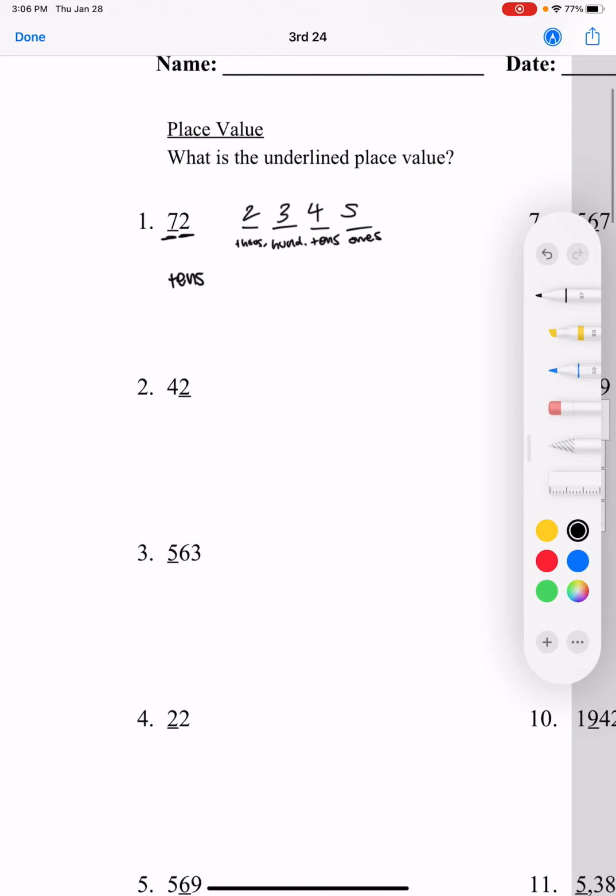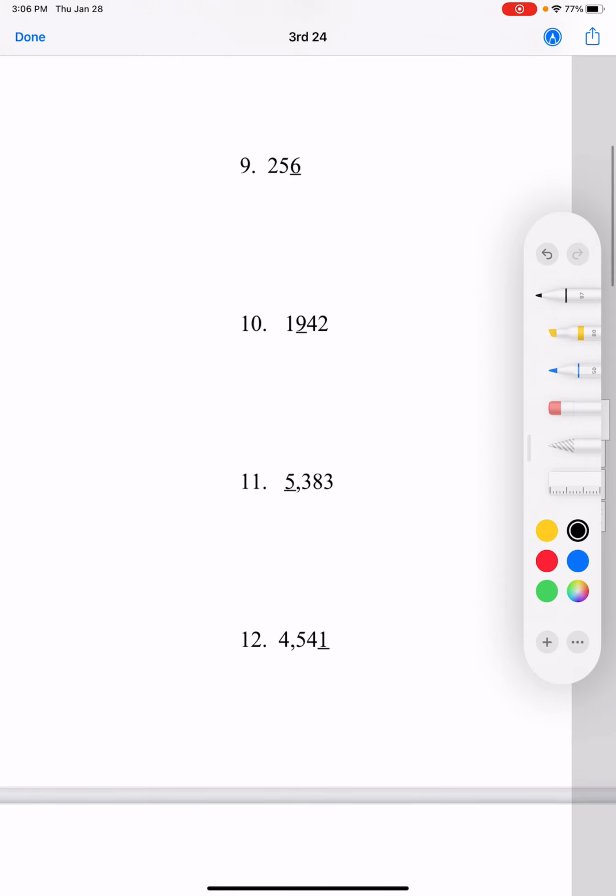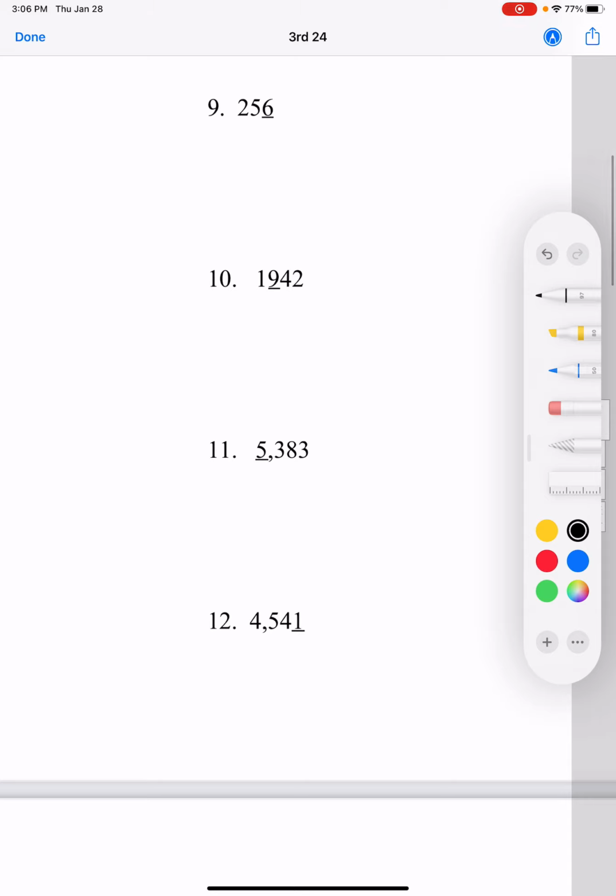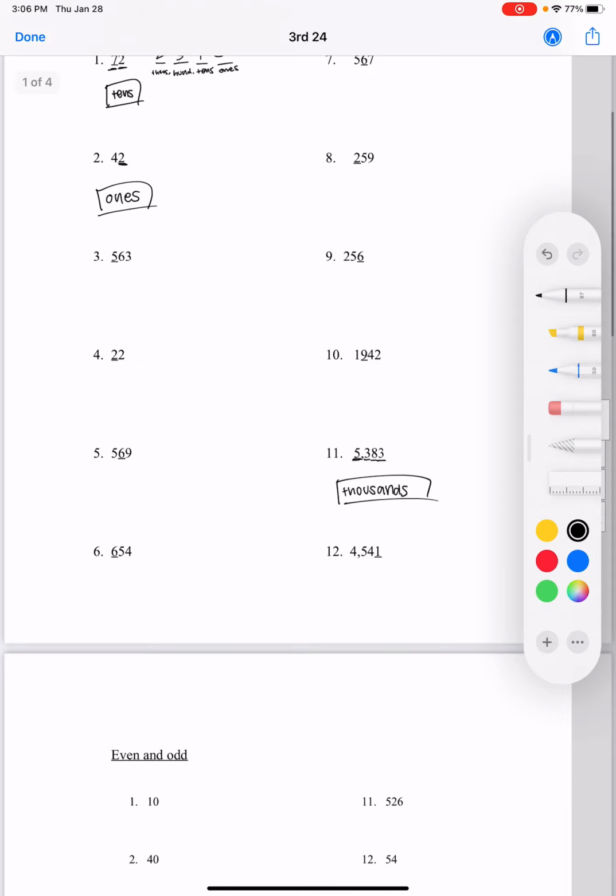So if we look at number 2, we can see that the number on the way right is underlined. That's 2, and so that should be in the ones place. Let's try number 11. So we have 5,383. The 5 is underlined, and so there's ones, tens, hundreds, thousands. 5 is in the thousands place. Thousands. So that should be your answer.